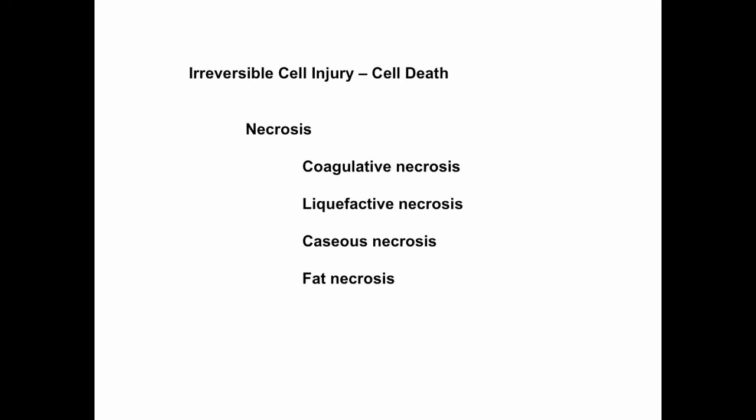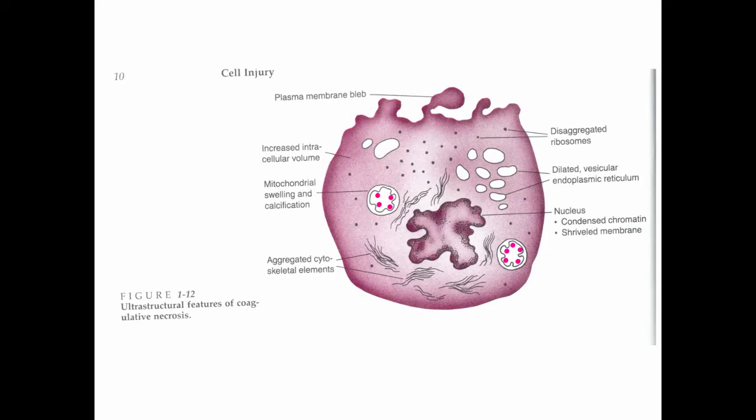We'll look at that in a moment. We have caseous necrosis and fat necrosis. Okay, so let's look at generic cell injury. When a cell dies, what is it going to look like? Now, this is a cell death from injury.